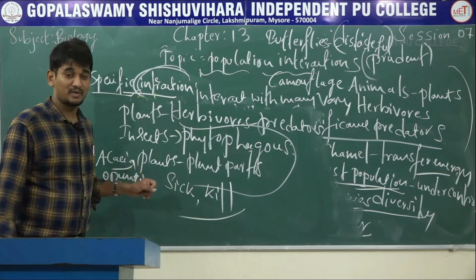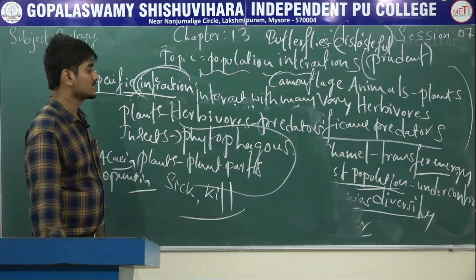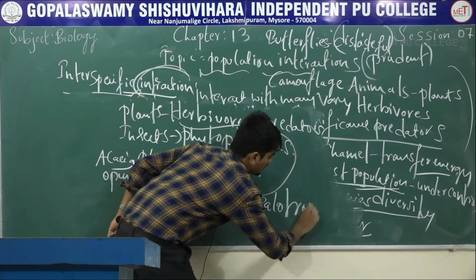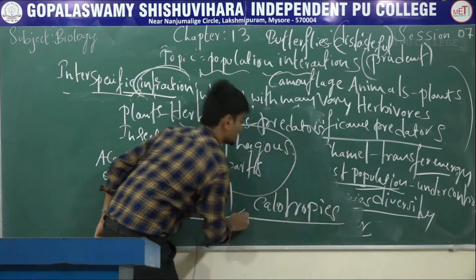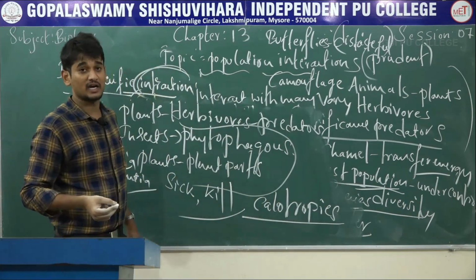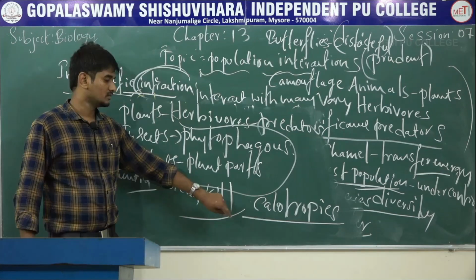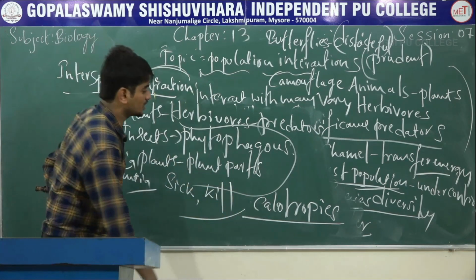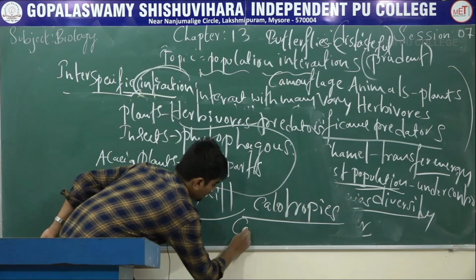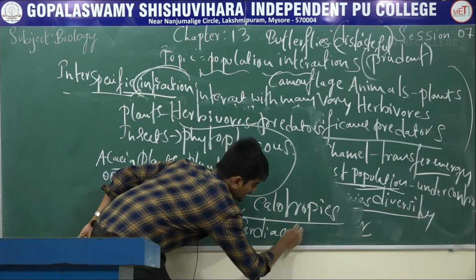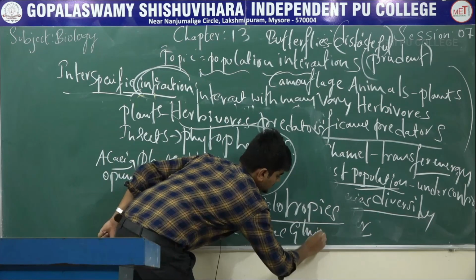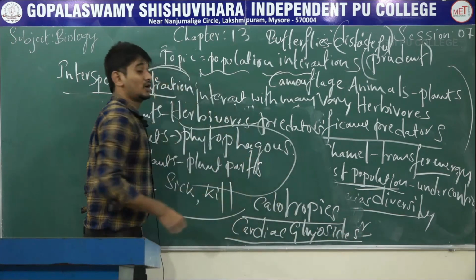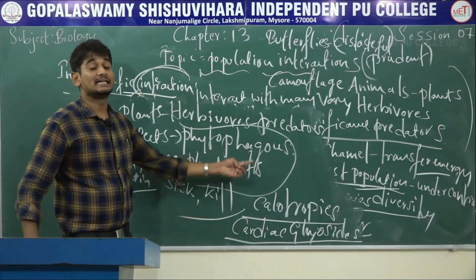The best example for this is Calotropis gigantea. In Kannada we call it the Ekkada gida. This Calotropis produces poisonous cardiac glycosides. That's why the cattle or goats never eat this plant.